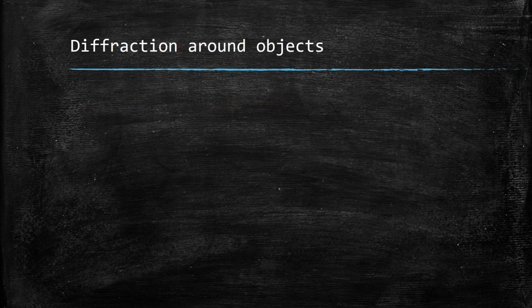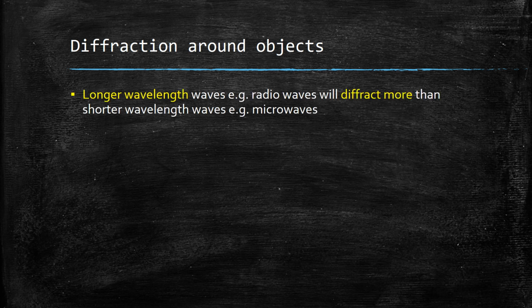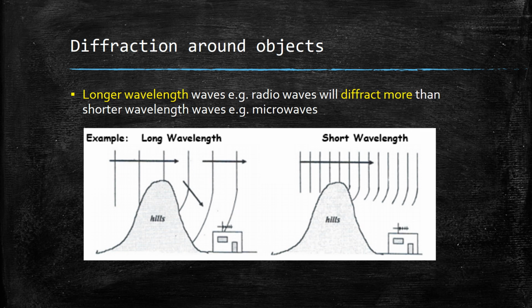Diffraction around objects. We find that longer wavelengths, for example radio waves, will diffract more than shorter wavelengths, e.g. microwaves. In the diagram we can see a long wavelength radio wave passing a hill, diffracting, and being picked up by the aerial on the building on the right hand side. However, shorter wavelengths, for example TV waves or microwaves, don't diffract enough. There's not enough bending of the waves towards the aerial, and so the aerial can't pick up. This is why, if you are in hilly areas, you may well have good radio reception, but you might not have very good mobile reception.